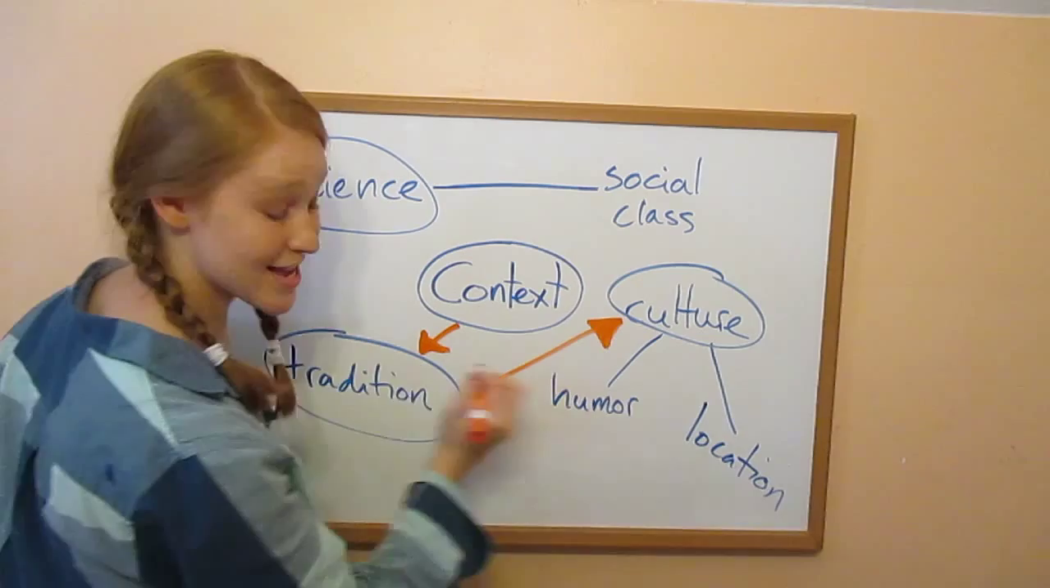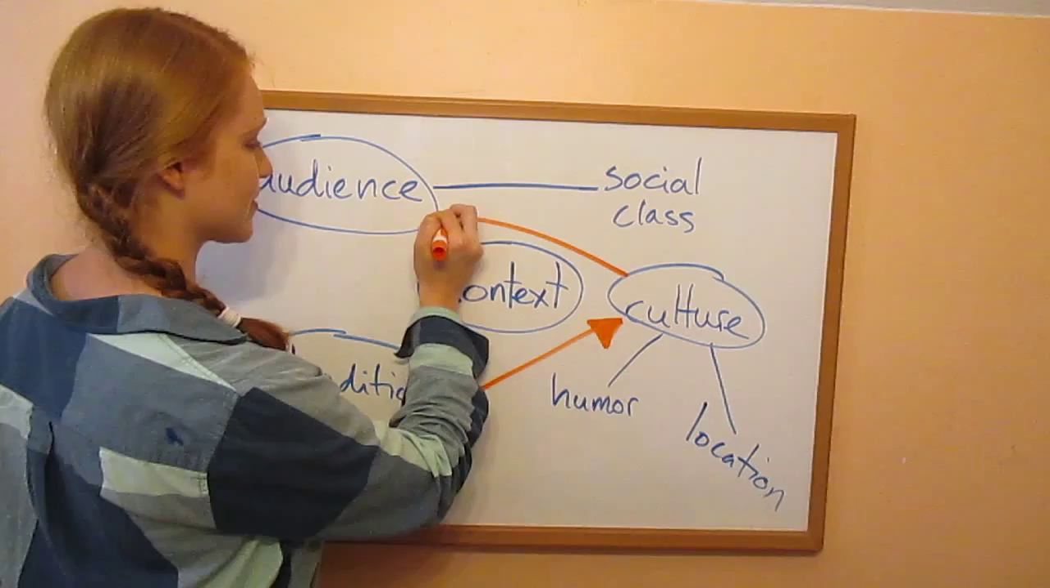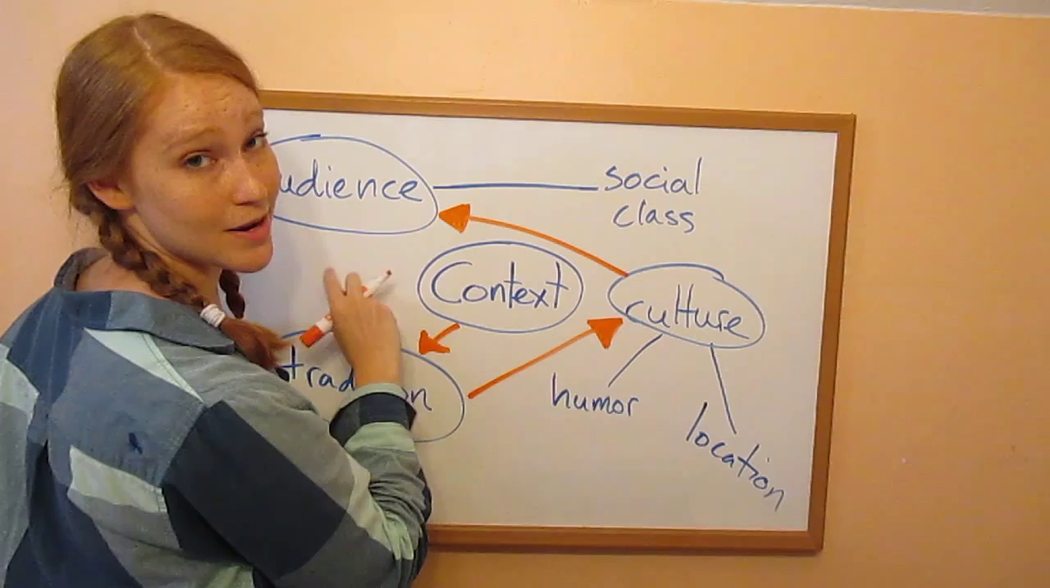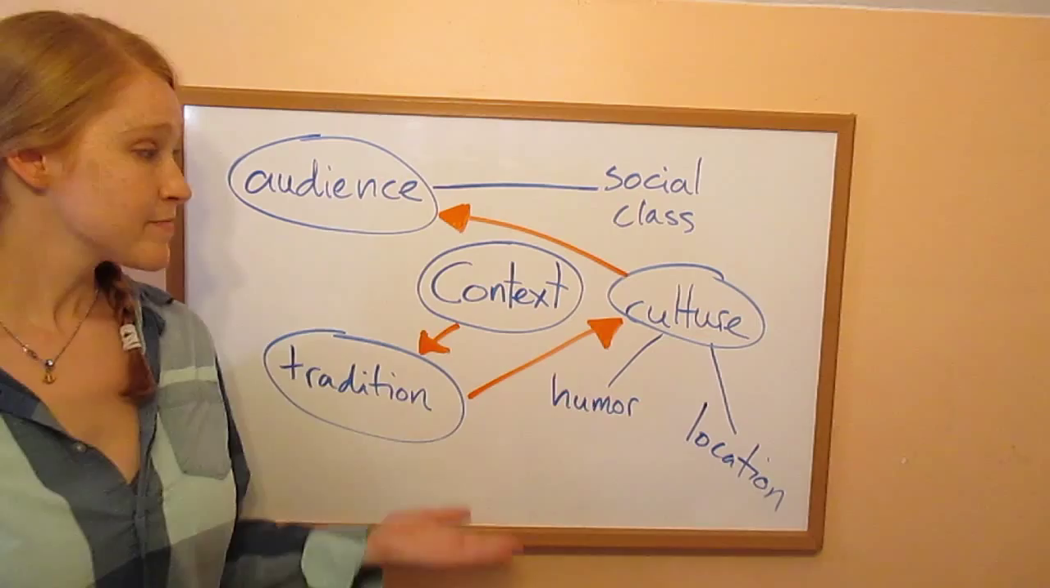And that leaves the only one left, audience, which means that I'll have to find a good transition statement when I'm writing my paper in order to transition from culture to audience. Okay, so now we have a little bit of flow happening, and then we are ready to go on to our next step.